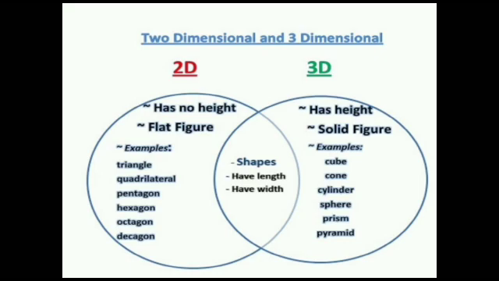But a 3D shape has height because a 3D shape is a solid figure. It is not flat, only a solid figure. For example, cube, cone, cylinder, sphere, prism, pyramid. These 2D shapes and 3D shapes have length and width also.